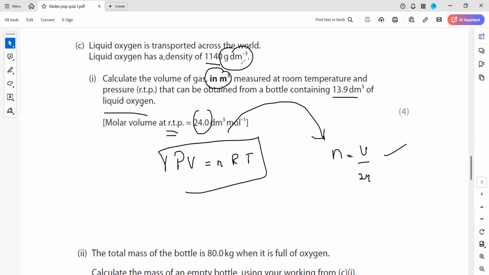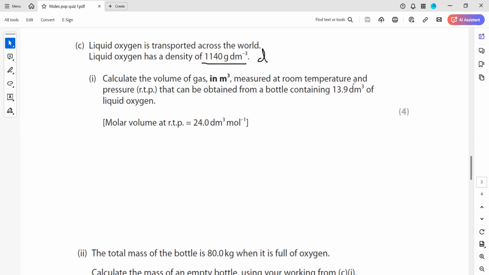Now, the density is there and the volume is there. So first we should find the mass. Density is mass divided by volume, so to get the mass will be density times volume. What about the density? It is 1,140 times the volume, which is 13.9. So mass is 15,846 grams.